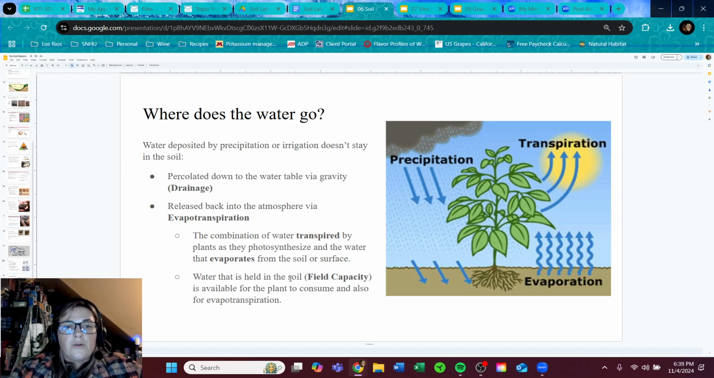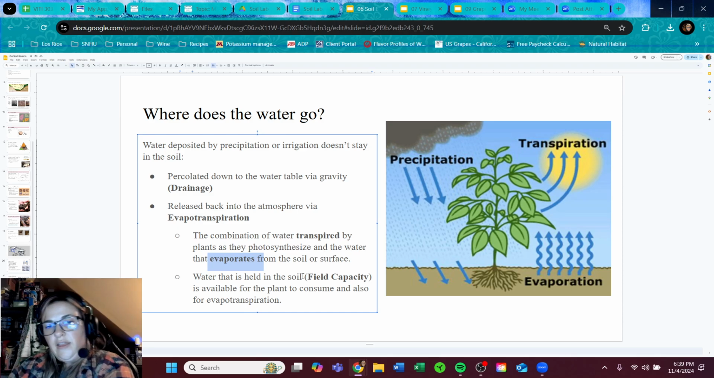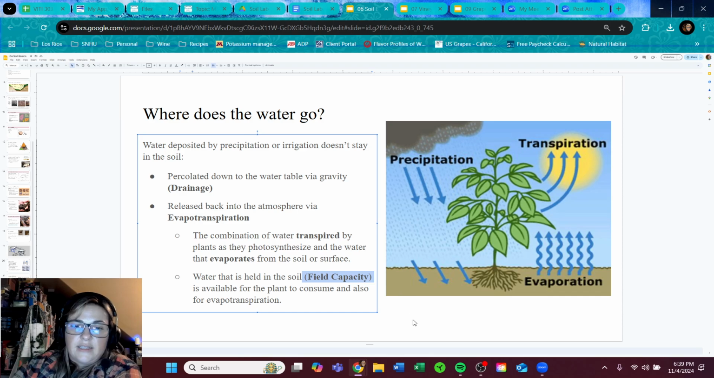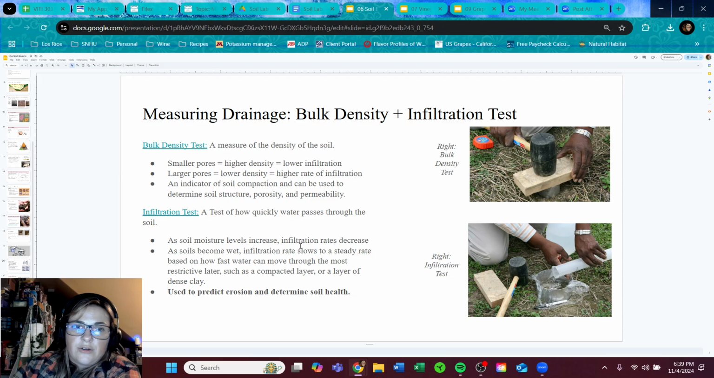Cool. So this is another good vocabulary question, evapotranspiration: understanding that water is transpired by plants while they photosynthesize, and water also evaporates from the soil surface. And then understanding its relationship to field capacity too. Very good question right there.